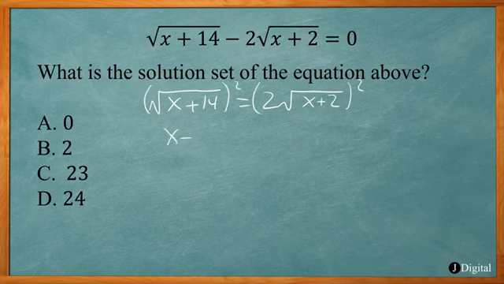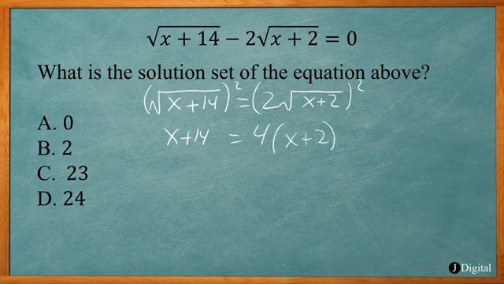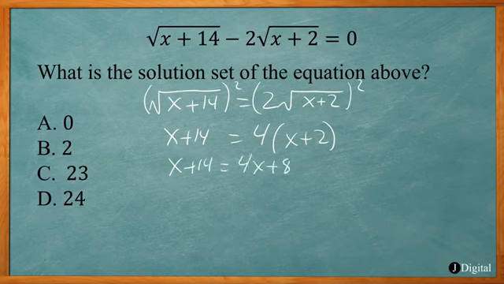That gives me x plus 14. Now over here I need to square the 2 along with the square root of x plus 2. So 2 times 2 is 4. And then x plus 2. So squaring it just gets rid of the radical. So x plus 14. And then distribute 4x plus 8. Remember to distribute to both terms inside the parentheses.